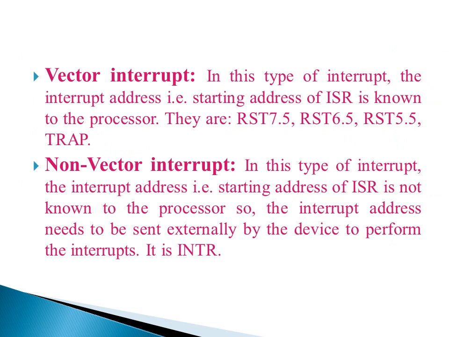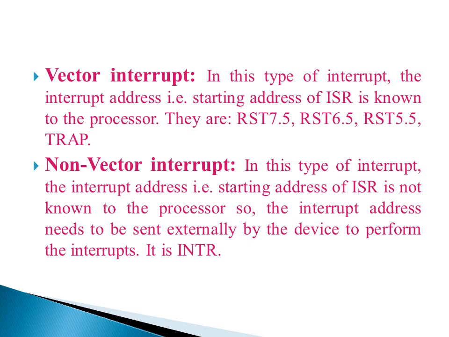In this type of interrupt, the interrupt address, that is the starting address of the interrupt service routine, is known to the processor. Examples of vector interrupts are RST 7.5, RST 6.5, RST 5.5 and trap. Their vector address is known to the processor, so they are known as vector interrupts. Next type of interrupt is non-vector interrupt.